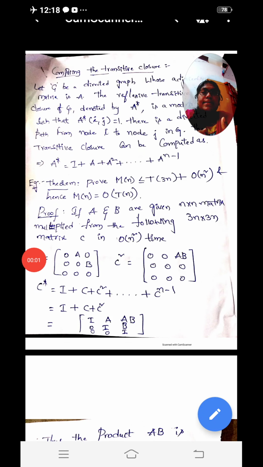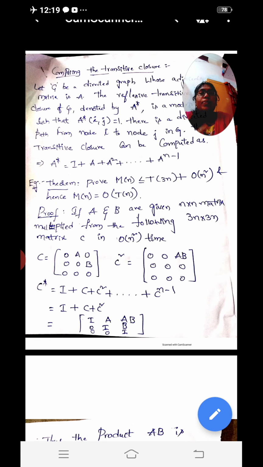Now we discuss the concept of computing the transitive closure theorem. The example we have seen, we have to understand in a clear cut way. This is a theorem we have to learn. Let us assume that m of n is less than or equal to t of 3n plus big O of n square, and hence m of n is in big O of t of n. We have to prove the statement like this.